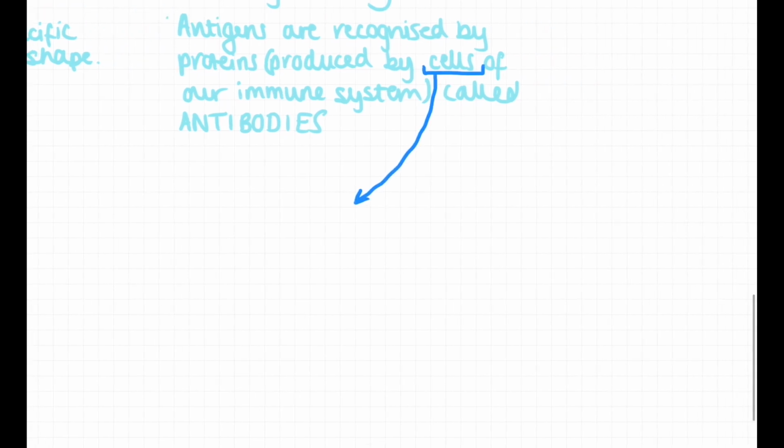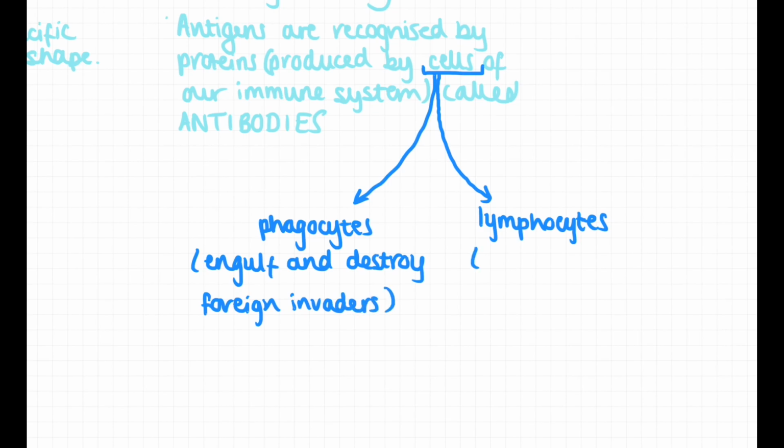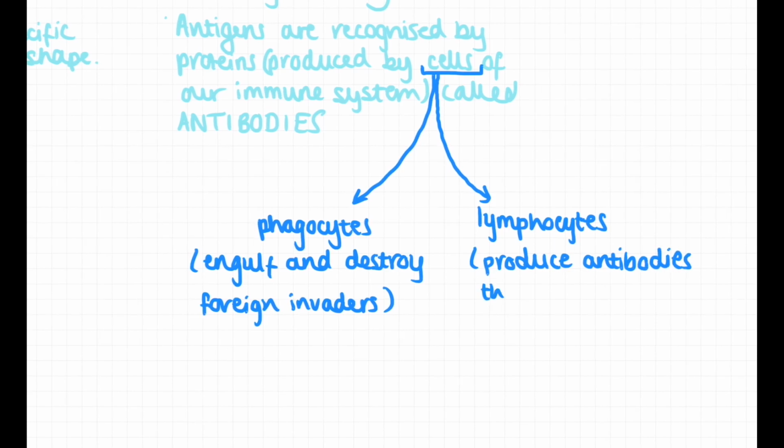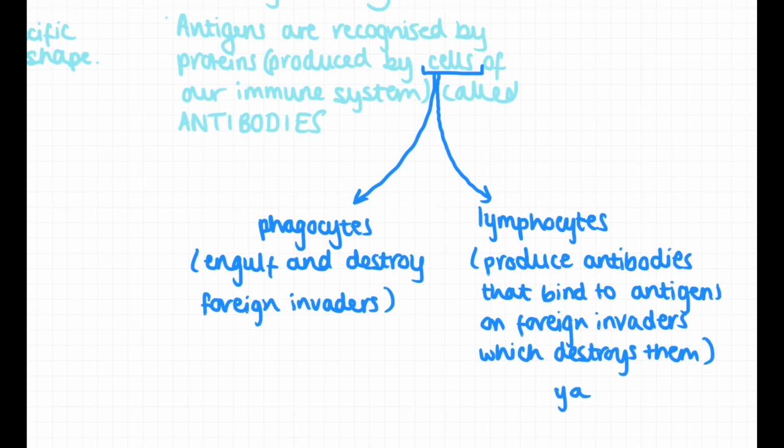In Year 9, you learned about two cells of the immune system. One was phagocytes and one was lymphocytes. So phagocytes are the ones that engulf and destroy pathogens. They kind of swallow them up and break them down. And the other ones are lymphocytes. These are the ones that we're interested in today because these are the ones that produce the antibodies. And the significance of producing antibodies that bind to an antigen is that when the antibodies bind to an antigen, this signals for the pathogen to be destroyed.